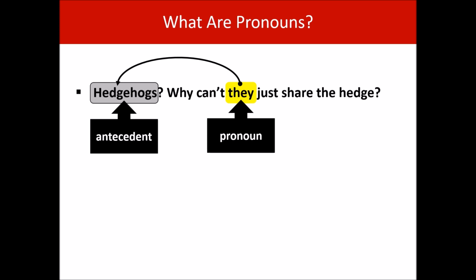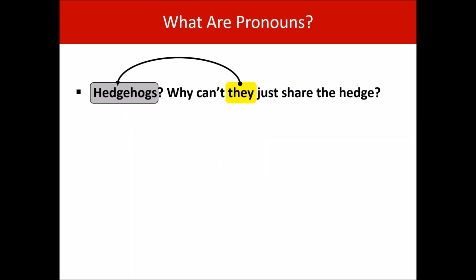The antecedent might not be in the same sentence. It might not be in the previous sentence. It might not be in the text at all. Remember, it can be something known to the speaker and the listener. Let's remind ourselves with a few more examples.